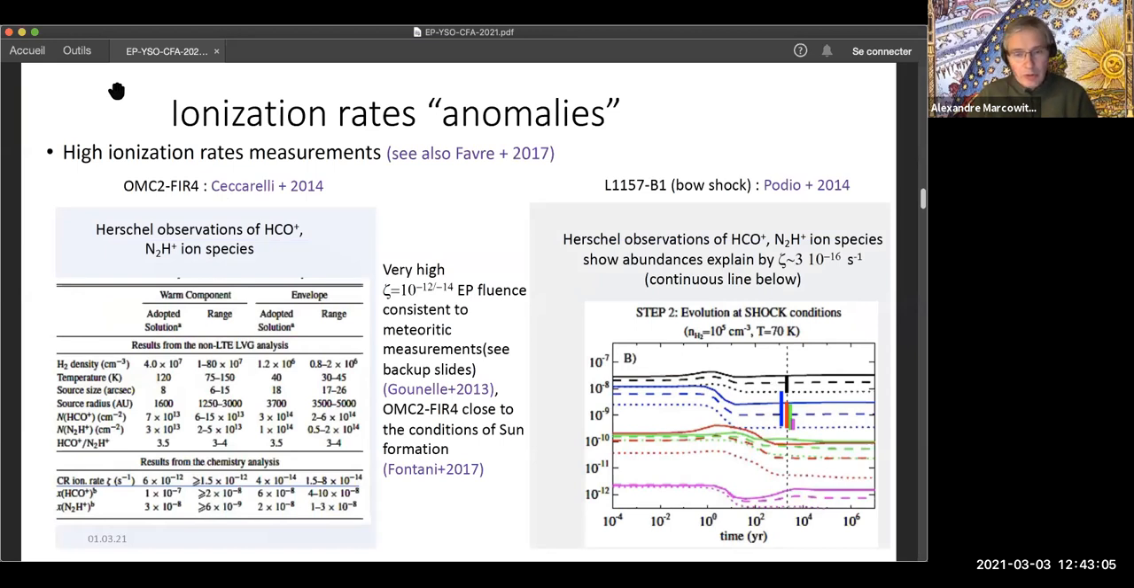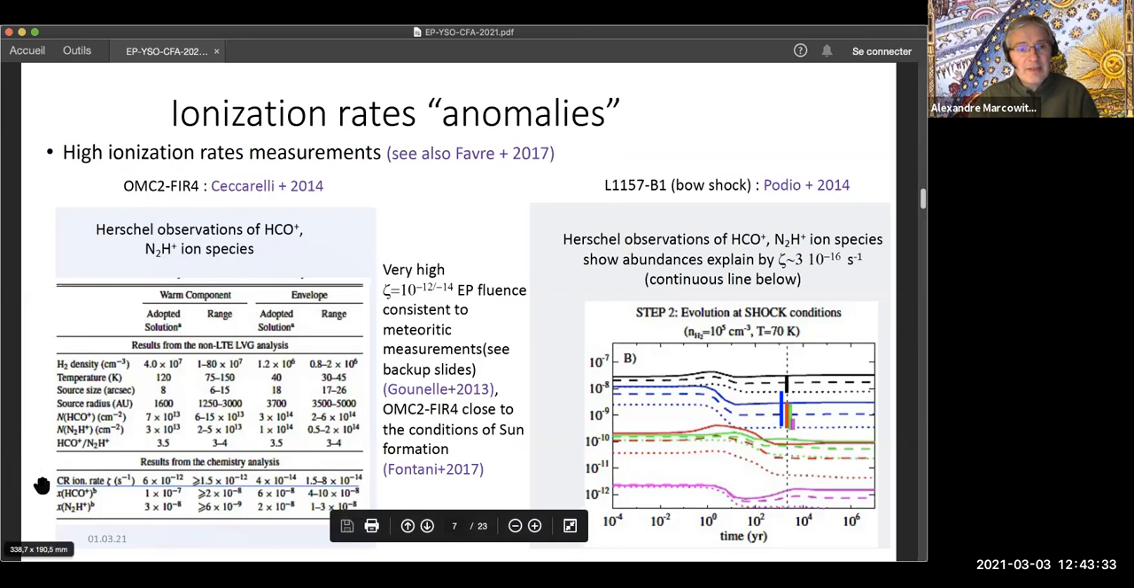It's a protocluster composed of intermediate and solar mass stars. Thanks to Herschel observations, people were able to derive the abundances of HCO+ and N2H+ ion species. If you calculate the ratio of these 2 abundances, you can calculate the cosmic ray ionization rate here. What is found in the envelope of this object, either the warm one or the cool, more external one, is that the ionization rate is about 10⁻¹² to 10⁻¹⁴ per second. That is, let's say, 4 orders of magnitude higher than the typical Spitzer value, which is about 3 × 10⁻¹⁷. So something quite energetic is taking place there.